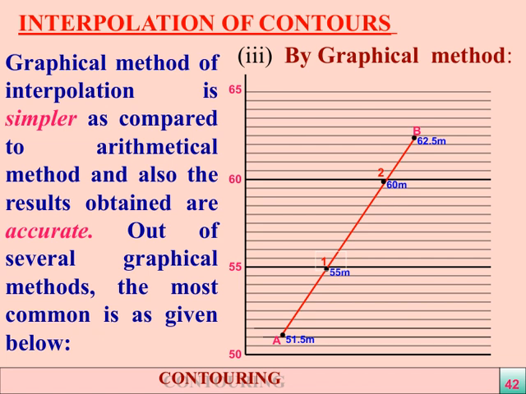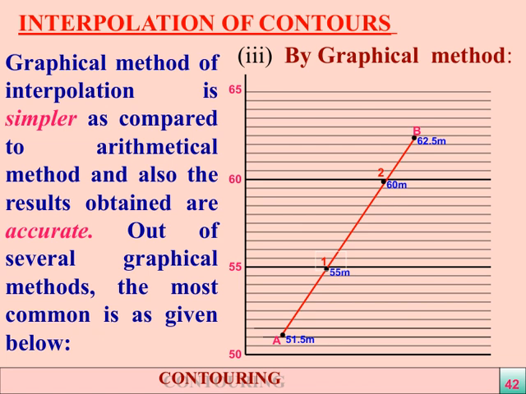Imagine you have 2 points, labeled A and B, with known elevations. Say 51.5 meters at point A and 62.5 meters at point B. By plotting these points on a graph and connecting them, you can interpolate the elevation at any intermediate point along that line. For example, if you look at the points marked 50, 55, 60, and 65 meters on the graph, you can visually estimate the elevation at any specific location between A and B. This method allows us to draw contours more intuitively, especially when dealing with complex terrains.